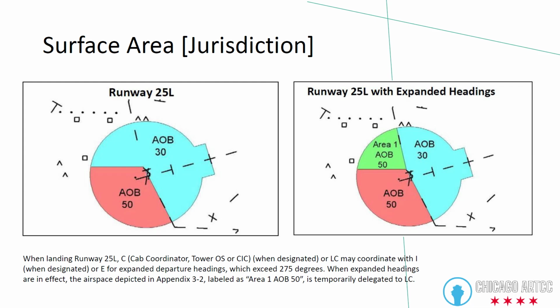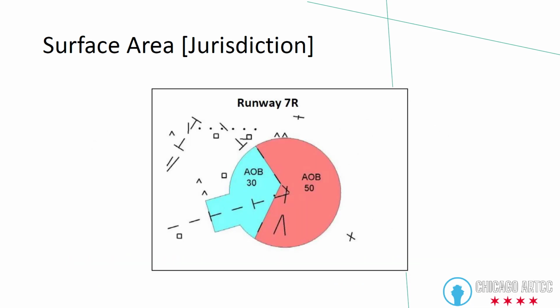When landing runway 25 left, the cab coordinator, tower OS, or CIC is controller in charge when designated, or local control may coordinate with I or E for extended departure headings. Those are your departure controllers at Milwaukee, which exceed 275 degrees. When expanded headings are in effect, the airspace affected in Appendix 3-2, which is on the right there, labeled Area 1 at or below 5,000, is temporarily delegated to local control. Overly complicated at Milwaukee. Generally speaking, you can give departure headings. We're going to get into that momentarily. It's usually easiest to just give runway heading.